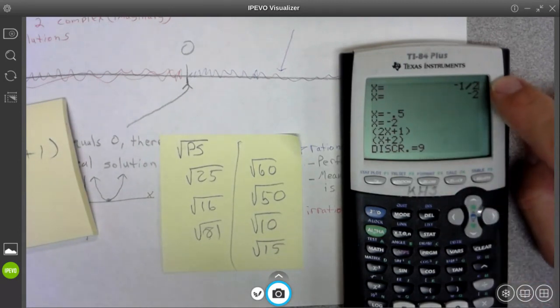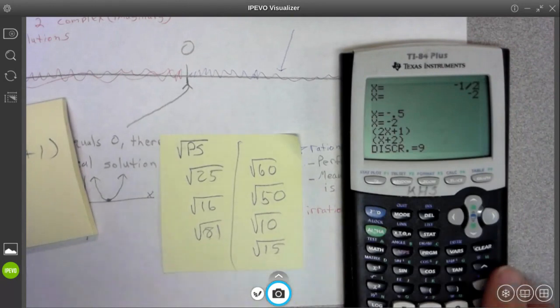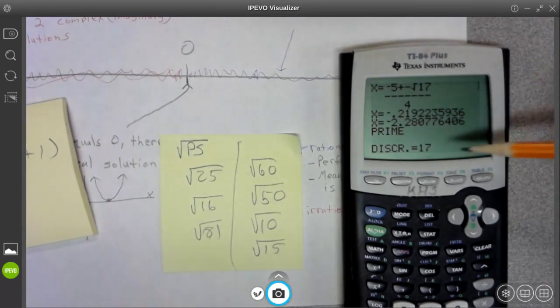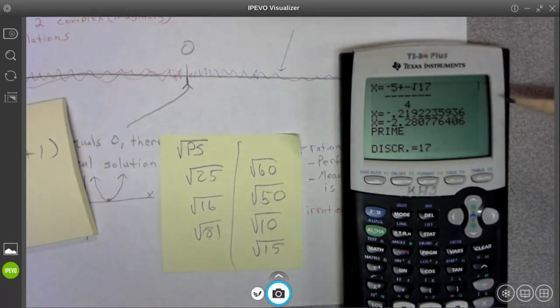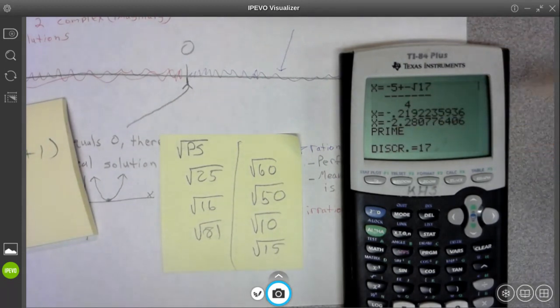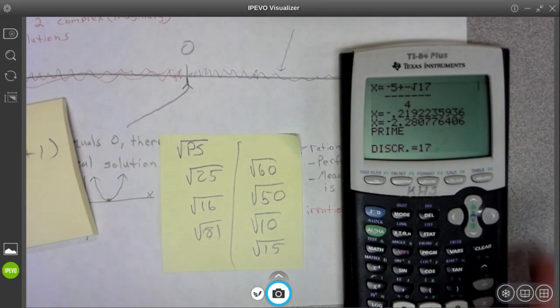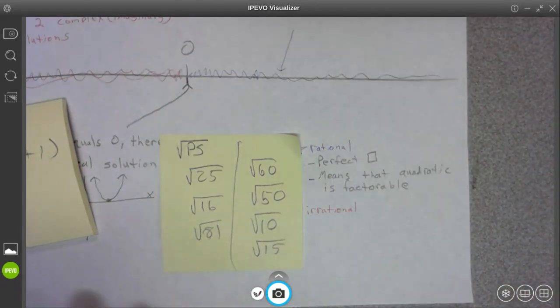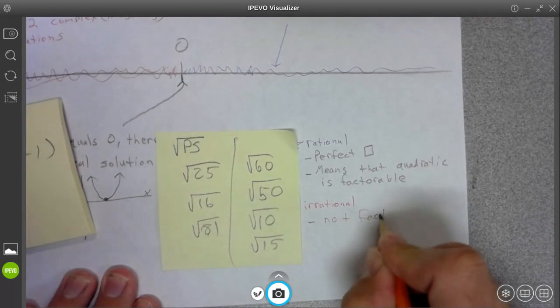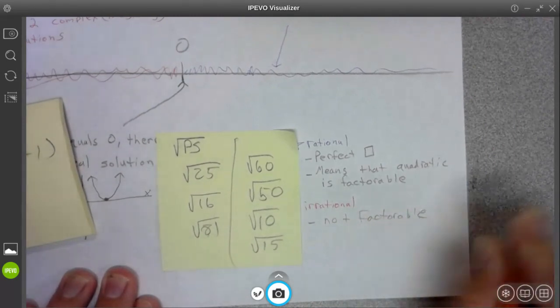They were whole numbers. And it's also factorable. That was kind of crazy that I just randomly guessed that. Here the discriminant is 17, and that is not a perfect square. So the answers here are these long decimals that never repeat and they go on forever. So if it's irrational roots, that means that it is not factorable. Okay, that's enough.